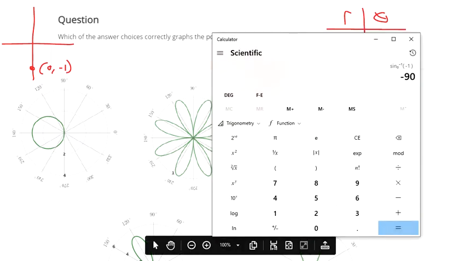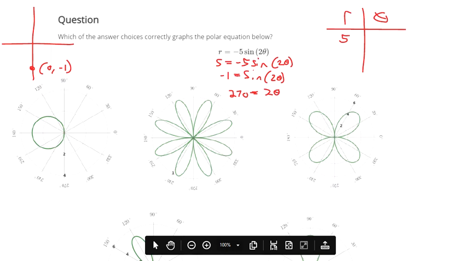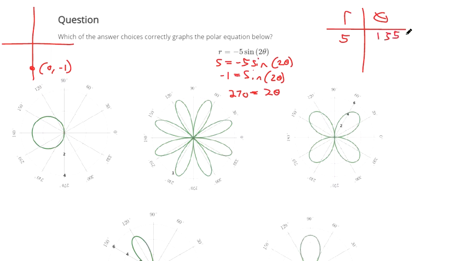So 270 divided by 2, that's 135. Okay, so let's see. What we want to do is check each graph. Look where 135 is, halfway between 150 and 120, right? And then if we're 5 units away, so here's 2 units away according to this label, 5 units away would be out here.